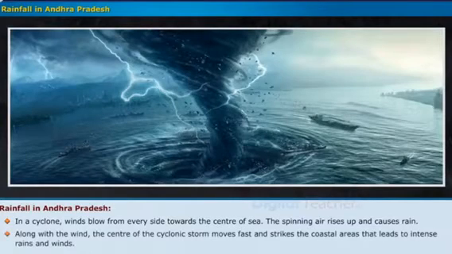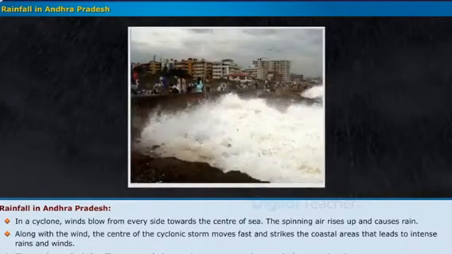Along with the wind, the center of the cyclonic storm moves fast and strikes the coastal areas, which leads to intense rains and winds. These rains and winds will cause much devastation as soon as they reach the coastal regions.